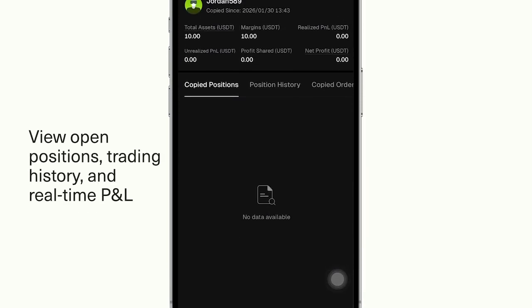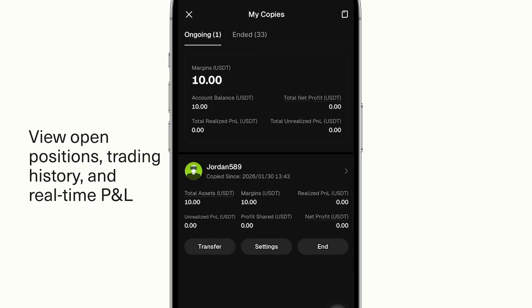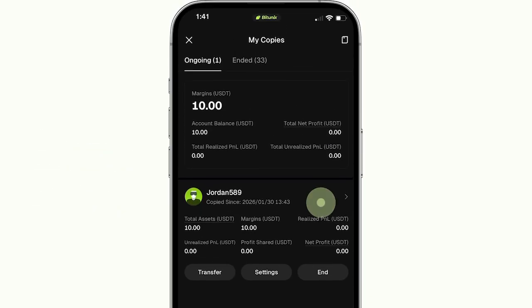View open positions, trading history, and real-time P&L under My Copy.